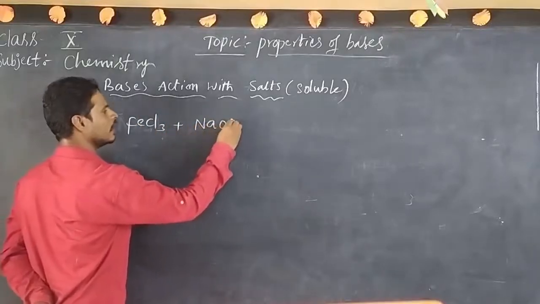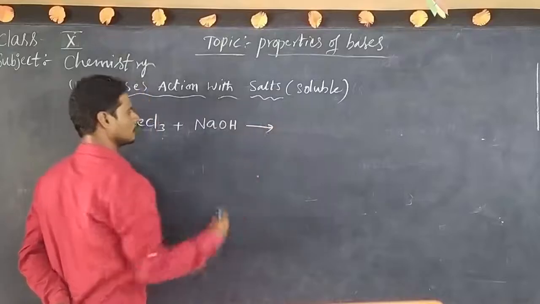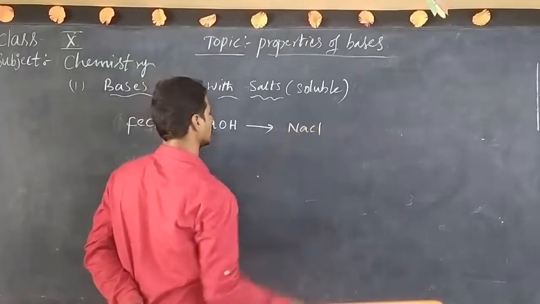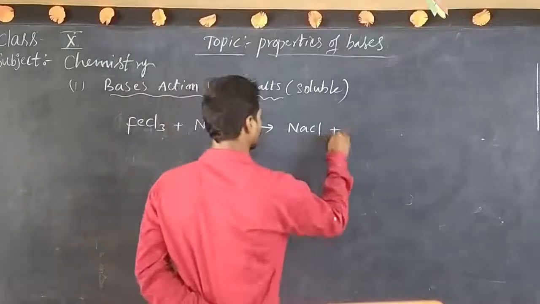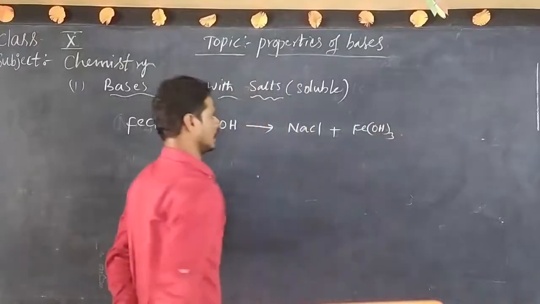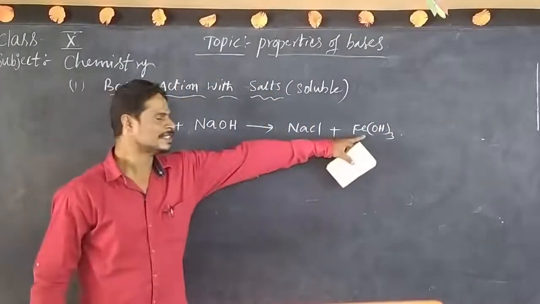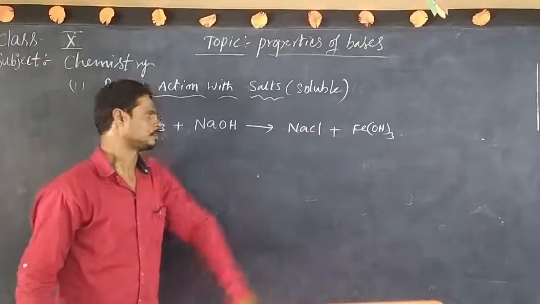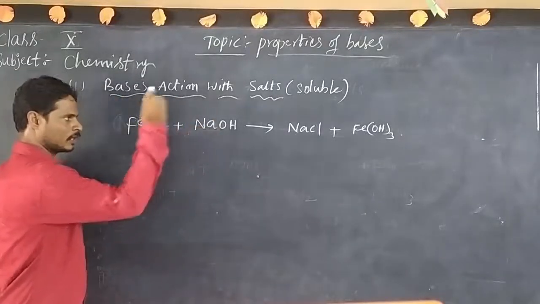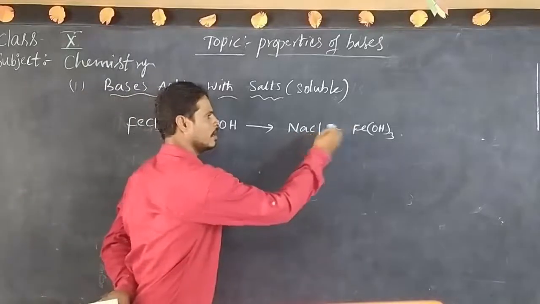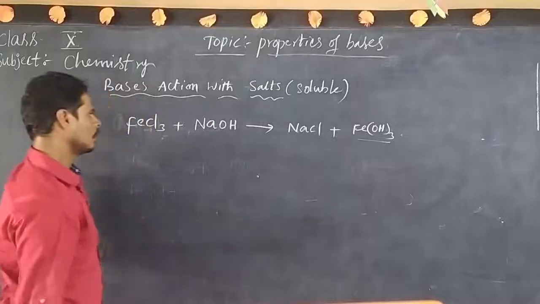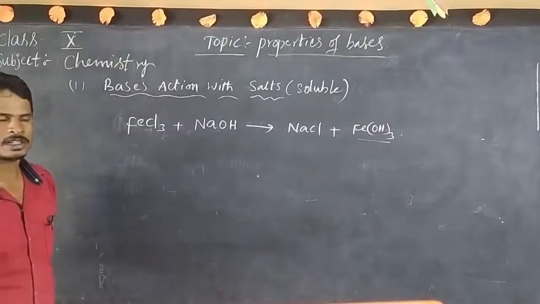Sodium hydroxide is a base. It reacts to form salt and base again. We get the same results: NaCl plus iron hydroxide. This is insoluble. In this manner, a salt reacts with the base to form salt and base. These bases are insoluble. Now check whether the equation is balanced or not.